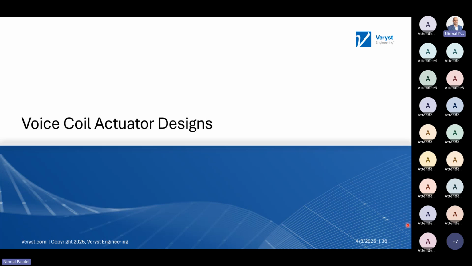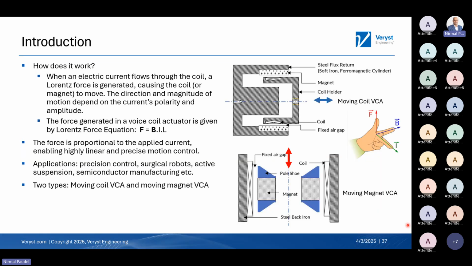So let's take a look at some types of voice coil actuator designs. For voice coil applications, when the current flows through the coil, a Lorentz force is generated, causing the coil or the magnet to move. For example, we have two topologies here. On the top, we have a moving coil VCA. On the bottom, we have a moving magnet VCA.